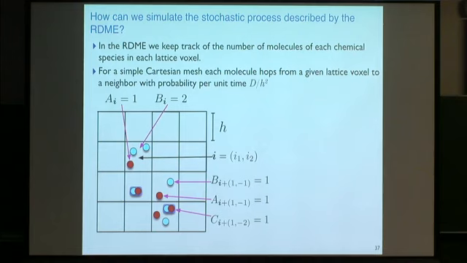Just like with an RDME or a Brownian dynamics simulation, how many steps you take is going to depend on how well you want to resolve it. Okay, any other questions?